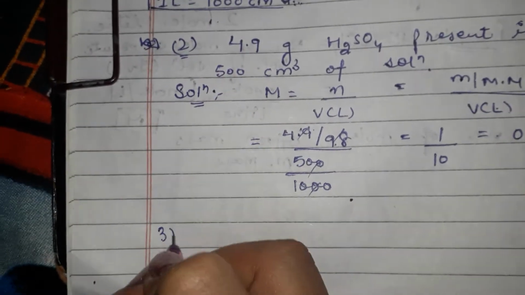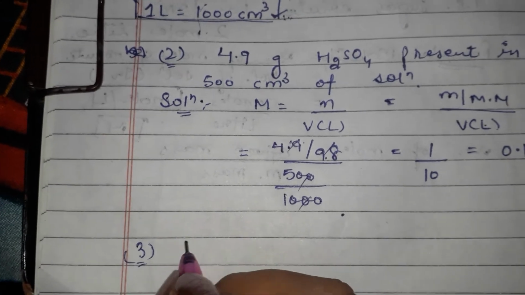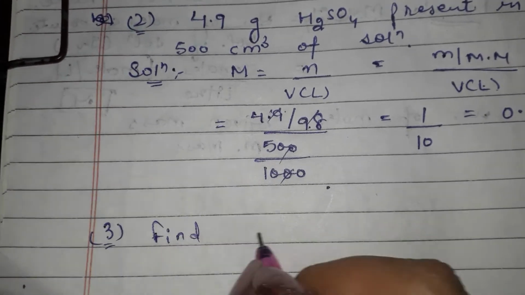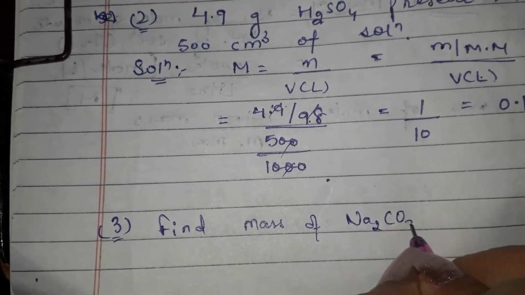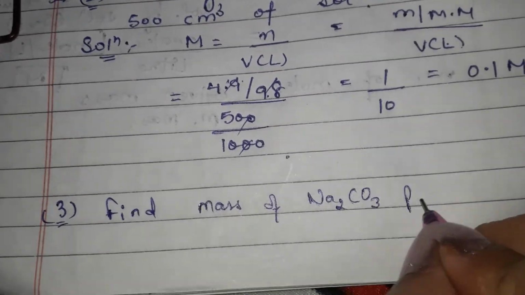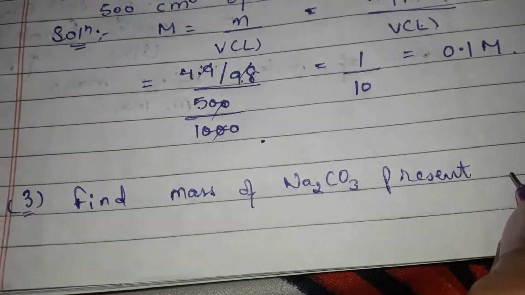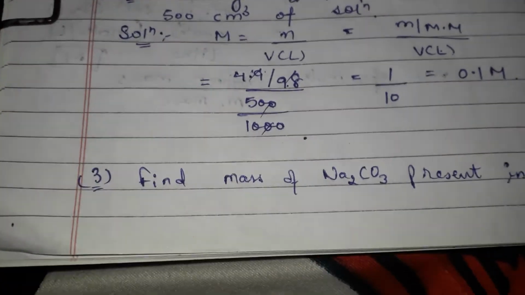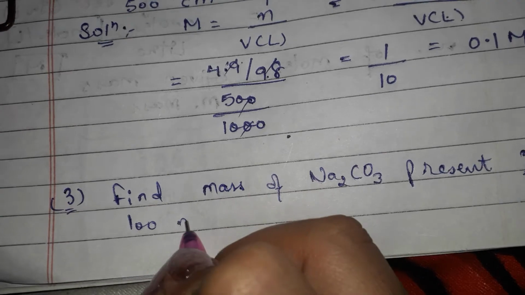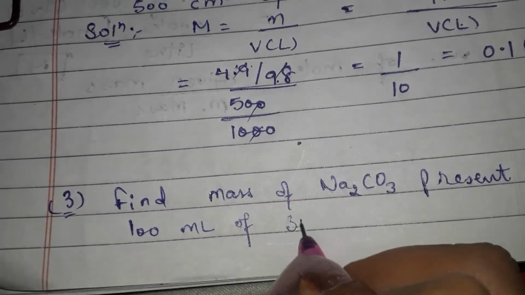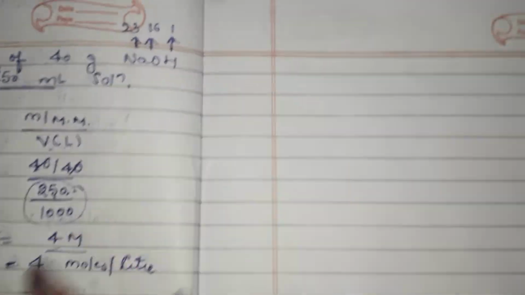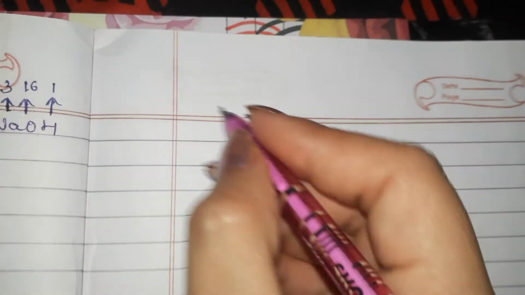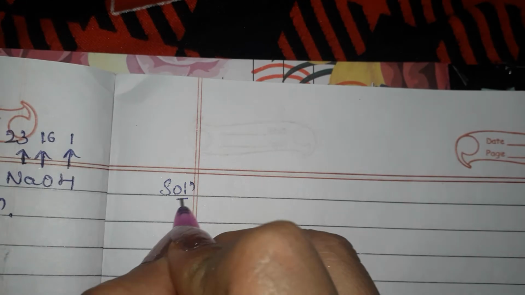Okay, then the next question is: find the mass of sodium carbonate, Na2CO3, present in 100 ml of 3 molar solution. Mass of sodium carbonate present in 100 ml of 3 molar solution.